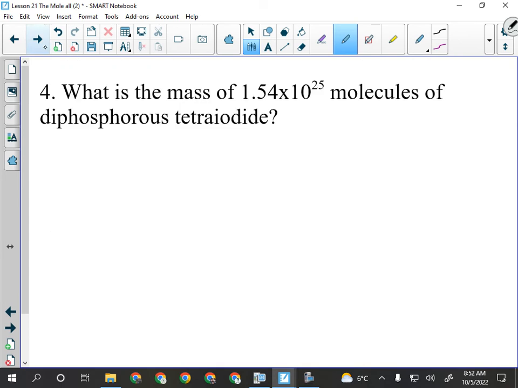This is the last way I can ask you a mole equation question, because there's only 4. Okay? So copy this one down, and then we'll walk through it together.